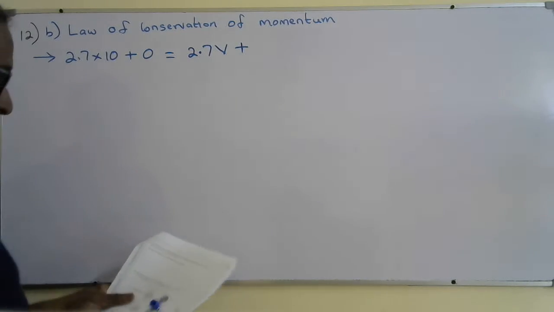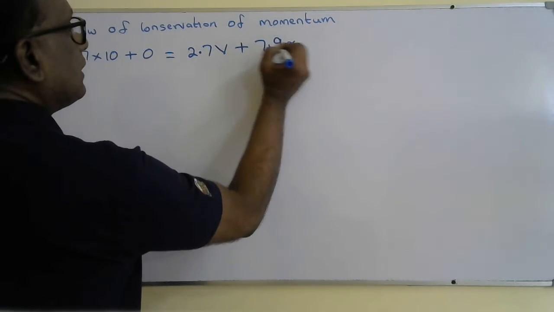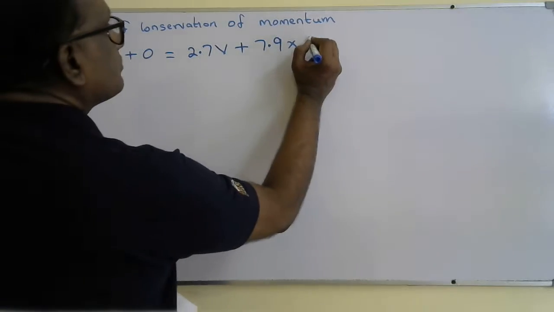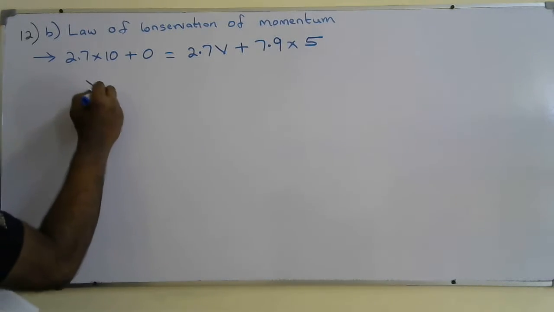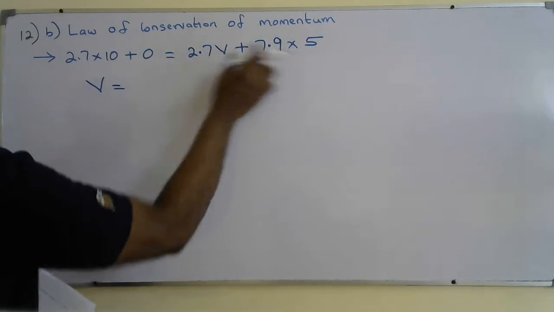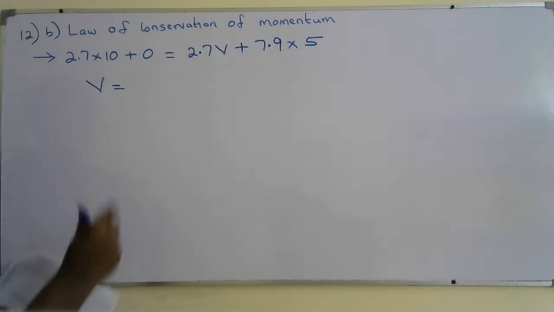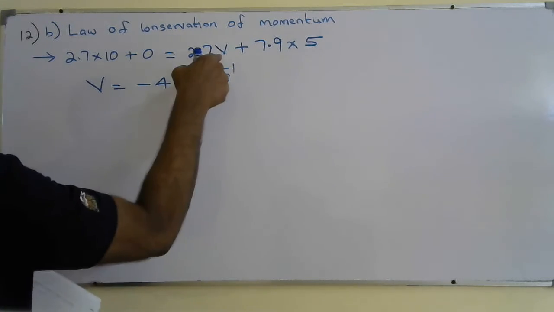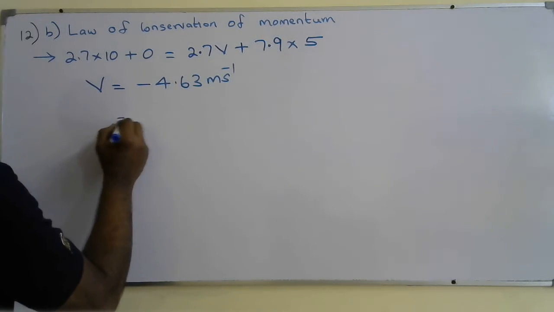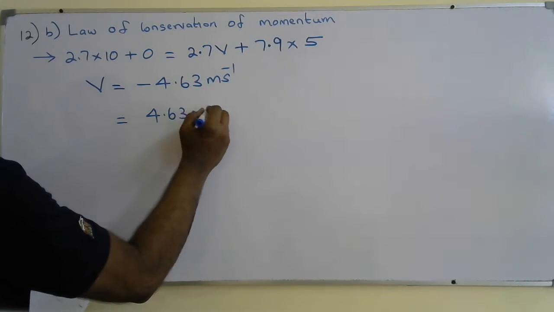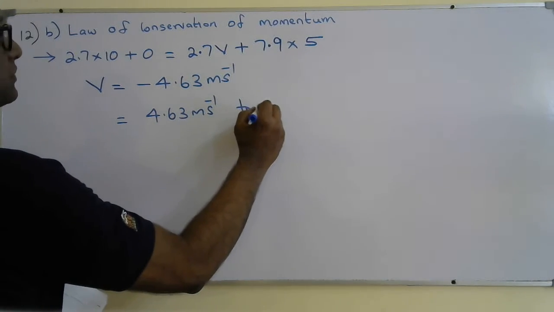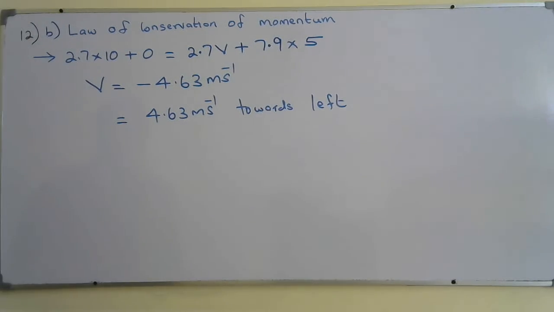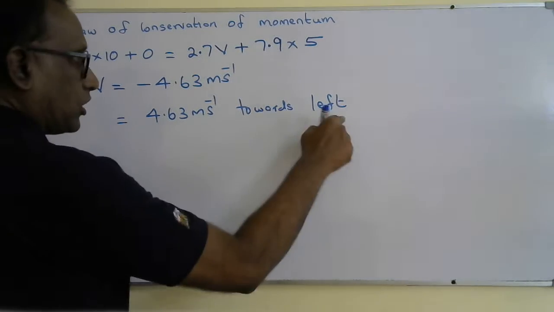So for the steel sphere, the mass is 7.9 into its velocity after collision, 5. Okay, solve it. You know how to solve it. Find the V. This minus this divided by 2.7. You will get minus 4.63 meter per second. That is, I took towards right as positive, so minus means 4.63 meter per second towards left. So the question is calculate the velocity. So direction is important, towards left.